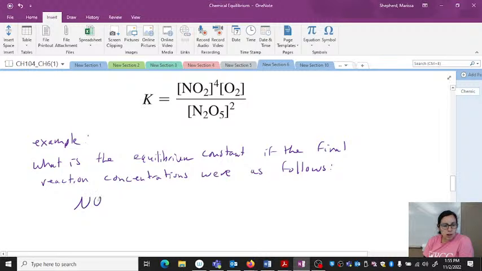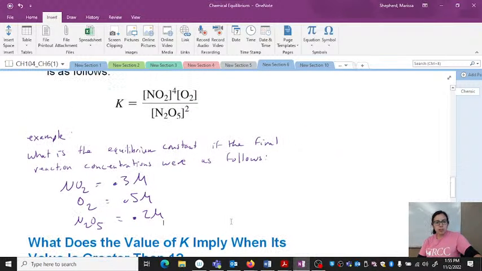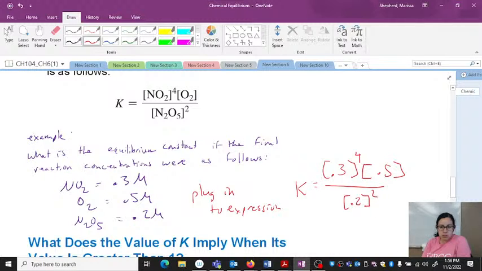So let's say our NO2 concentration is 0.3 molarity, our O2 is 0.5 molarity, and the N2O5 is 0.2 molarity. What you would do is plug these concentration values into the expression that you found. So K equals, take your concentration value for NO2, in this case 0.3 to the power of 4, times oxygen, 0.5, divided by our 0.2 squared.